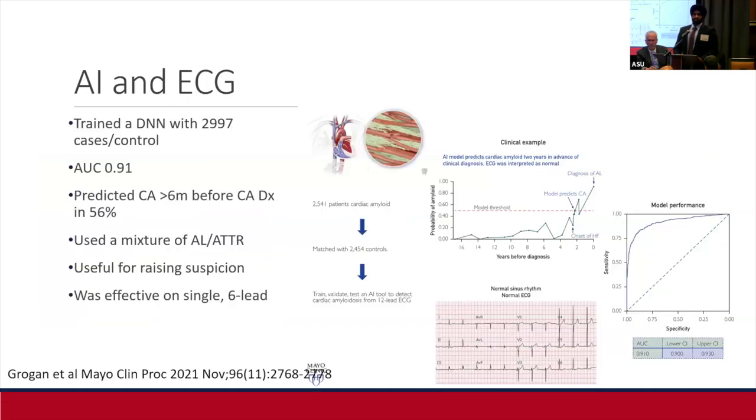So how is this implemented? A group out of Mayo has created an algorithm, a deep neural network. So this is deep learning, right? They trained it with almost 3,000 EKG recordings of patients with and without cardiac amyloidosis. They used both light chain and ATTR, and found that it has a very good sensitivity in predicting cardiac amyloidosis. In fact, 56% of the time they were able to make a diagnosis with EKG before the actual clinical diagnosis was made. What's also interesting is that this was effective on a single lead, so maybe someday this can be implemented in your Apple Watch.